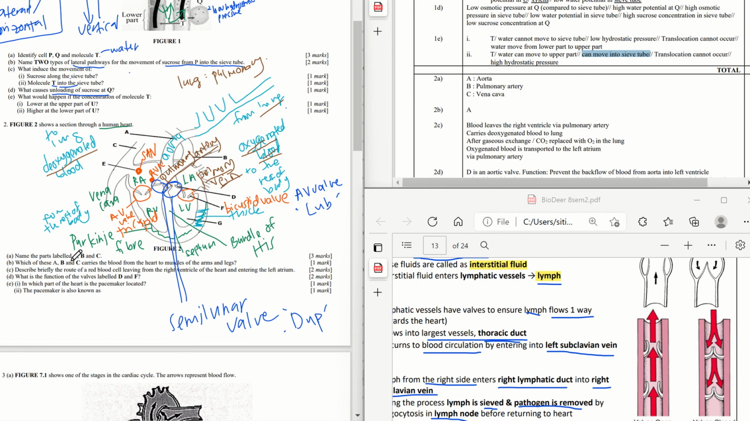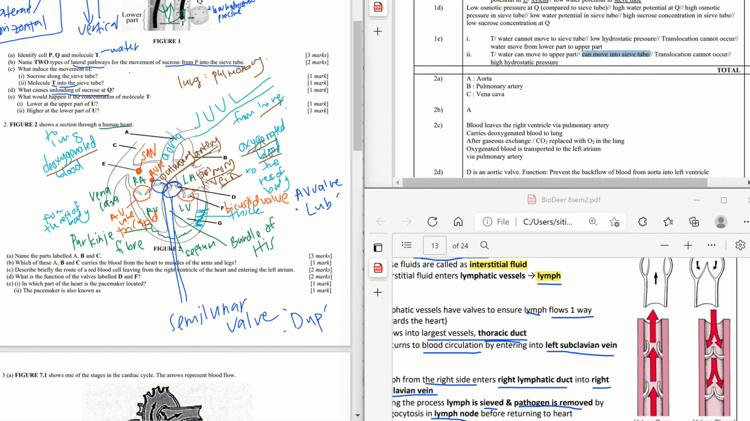Which of these A, B and C carries the blood from the heart to the muscle of the arm and leg? Okay, antara A, B dan C, mana satu yang carry blood to the body lah, arm and leg ni? So ini jawapan dia adalah A, aorta. Okay, so aorta will carry oxygenated blood to the rest of the body.